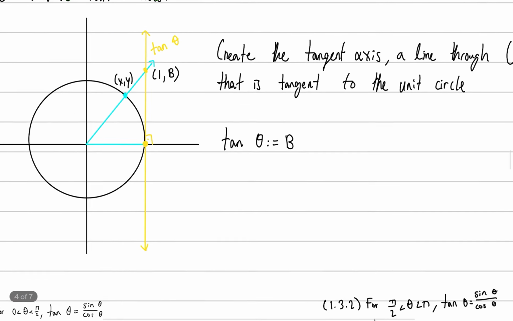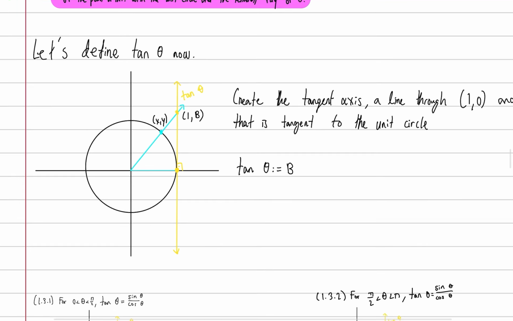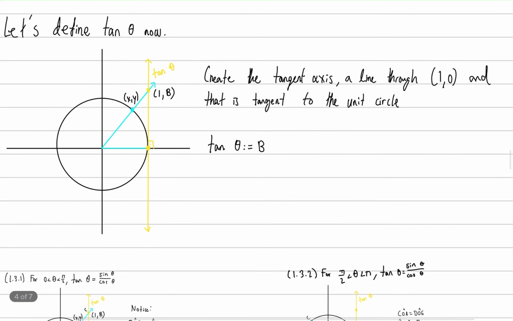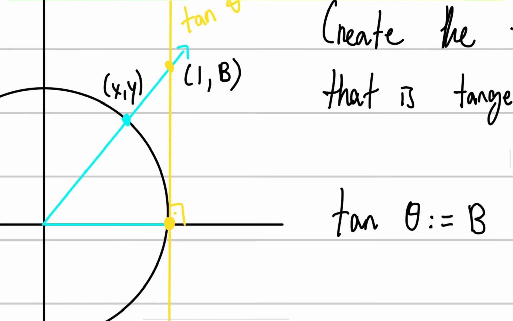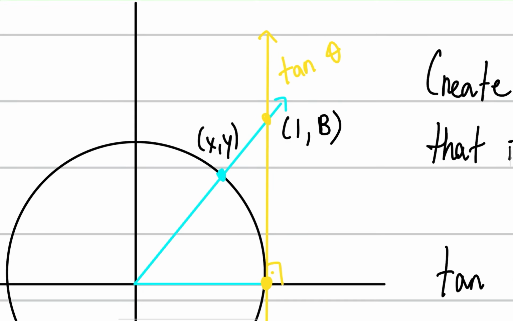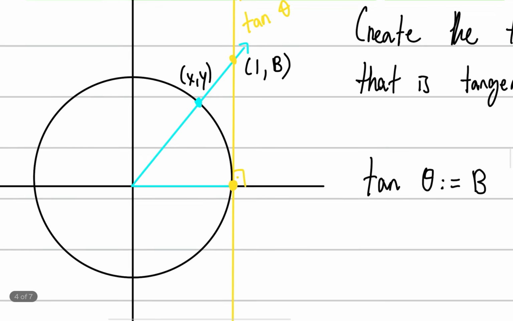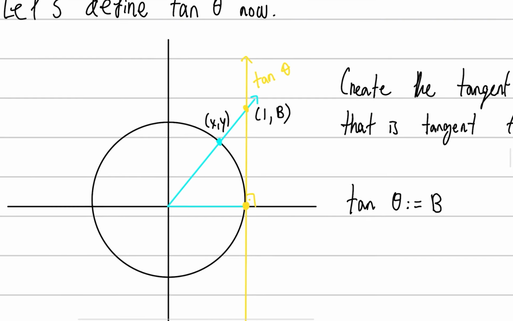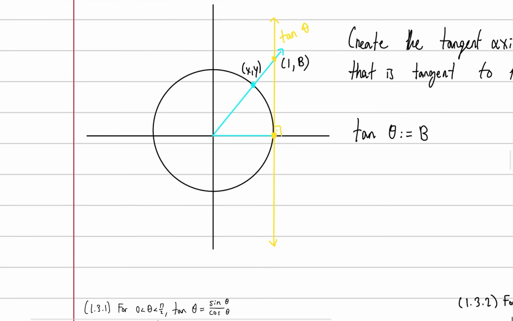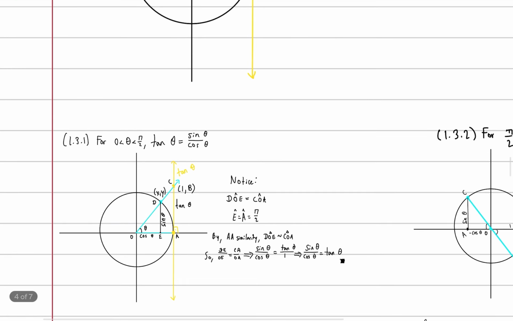So we're going to create a tangent axis, which is a line through 1, 0 and it's tangent to the unit circle at 1, 0. Tangent theta is defined to be the y-coordinate of the intersection between the terminal ray and the tangent axis. That point's y-coordinate is tangent. The x-coordinate is 1, and I think it's obvious why: because the tangent axis is the line x equals 1, so only the y will change.